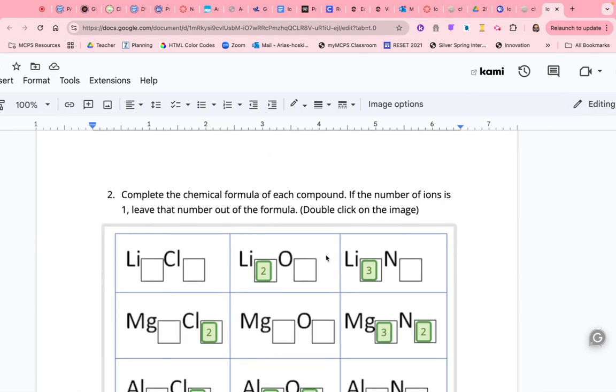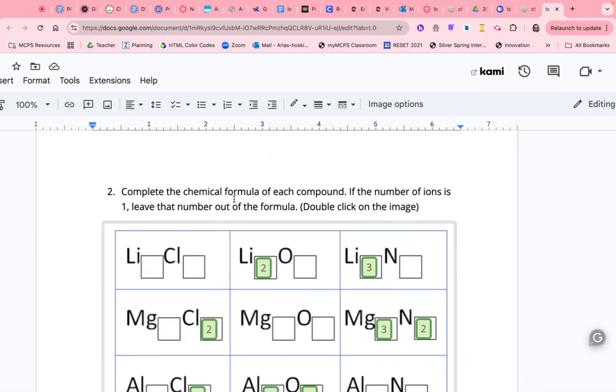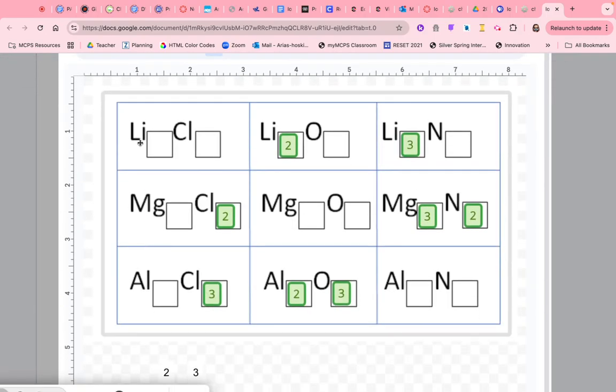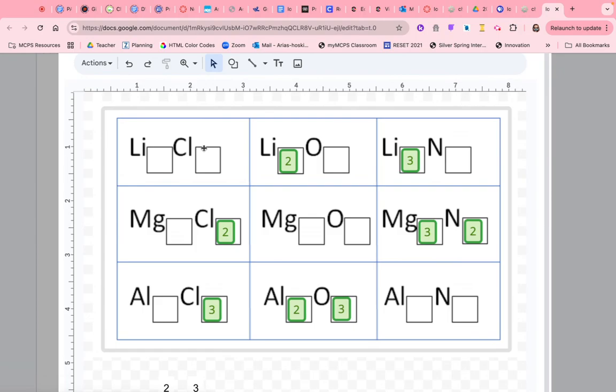Moving along to the next one, it says complete the chemical formula of each compound. If the number of ions is 1, just leave the number out of the formula. So you're going to double click in here, okay? You know that Li is 1 and Cl is 1. So what are you going to do? You're not going to put anything in there, right? Because it's going to be 1 and 1, and it says in the instructions to just leave it blank.